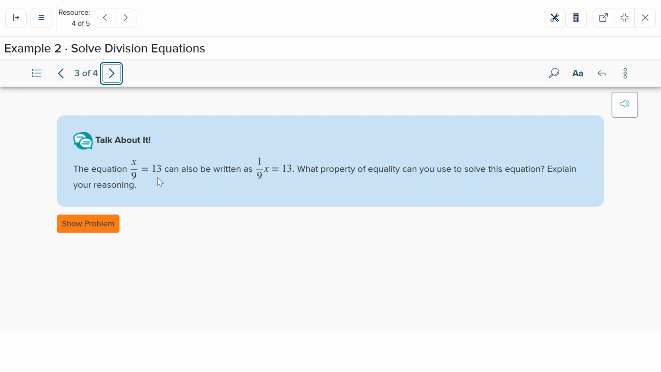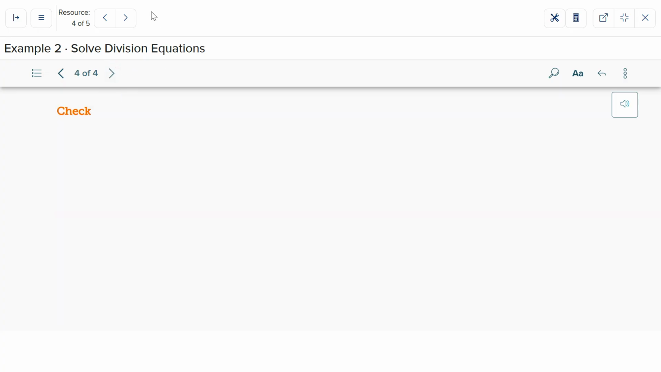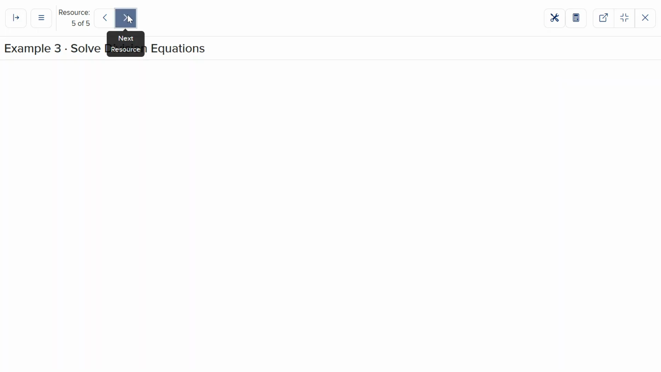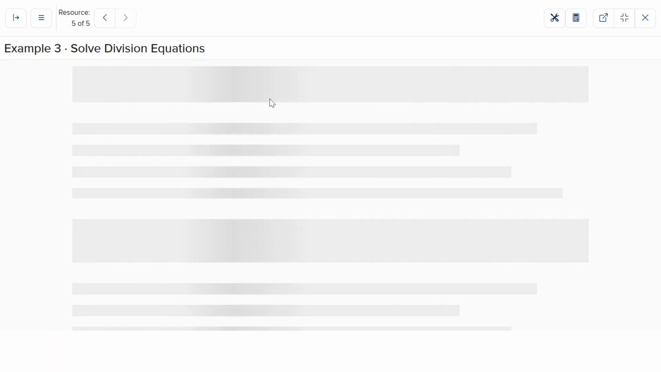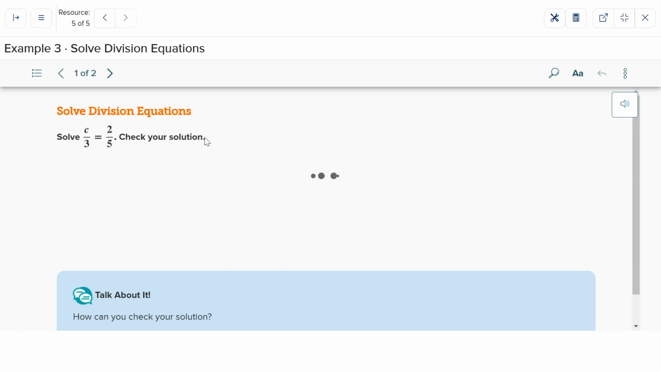The equation x over 9 equals 13 can also be written as 1/9 x equals 13, just so you know. In that case, you still would multiply to get rid of it. You can multiply by the reciprocal, or you could divide, which is the same as multiplying by the reciprocal. So you try it in the check, and then we've got one final example, which is just one more solving division equations with fractions, basically.